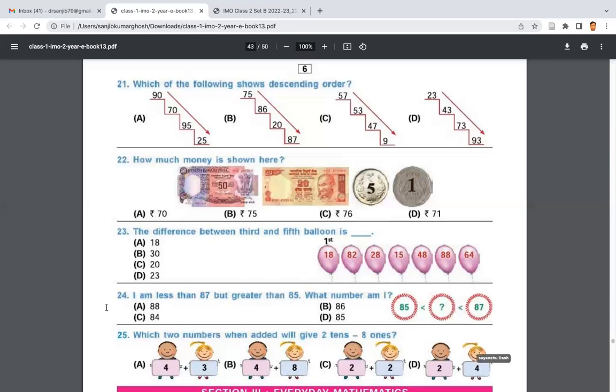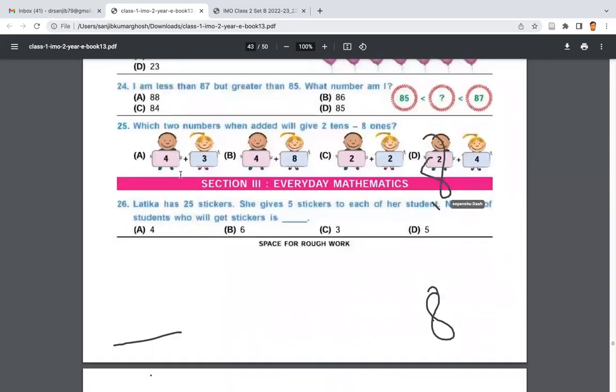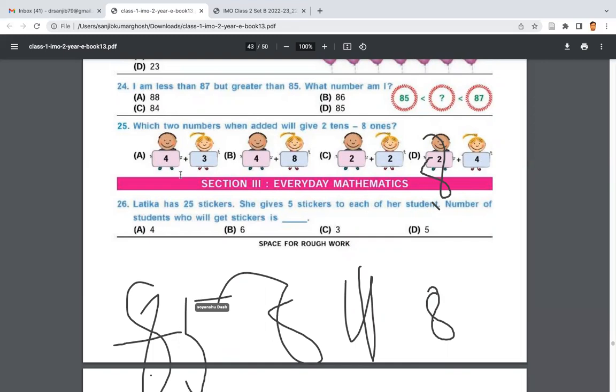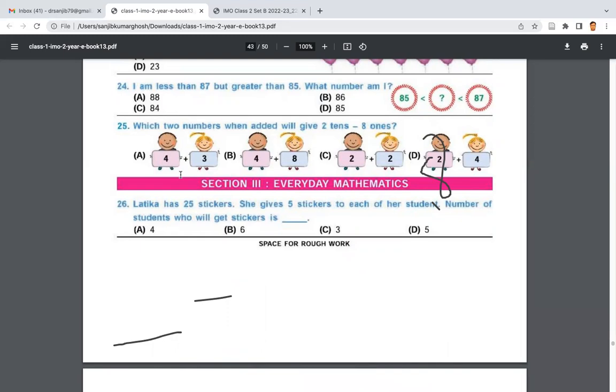84 is not supported because it is not less than. It is neither less than 84, so they are not correct. And here 84, and here is written 85, and 87. It is not supported. Then the final answer will be 86. You may write 86 before 85.